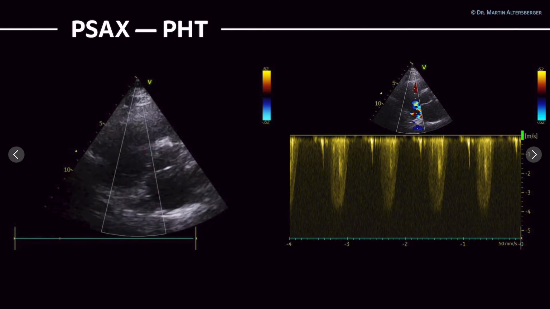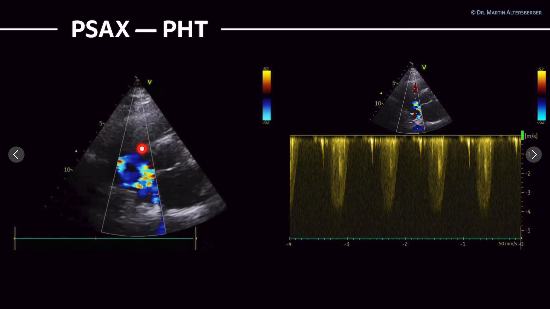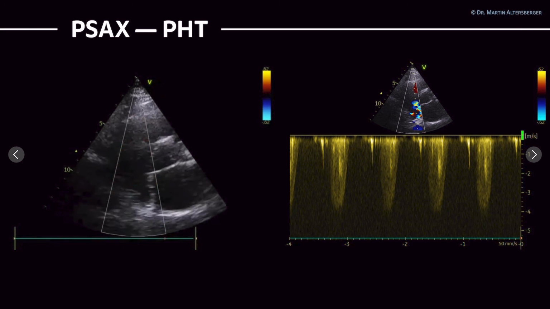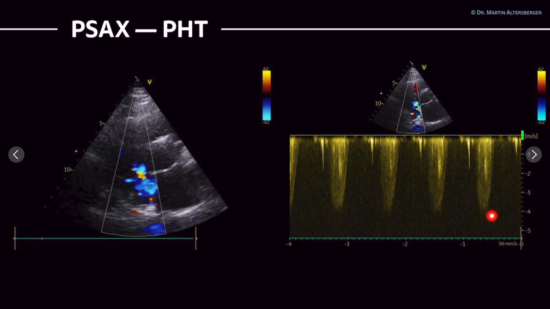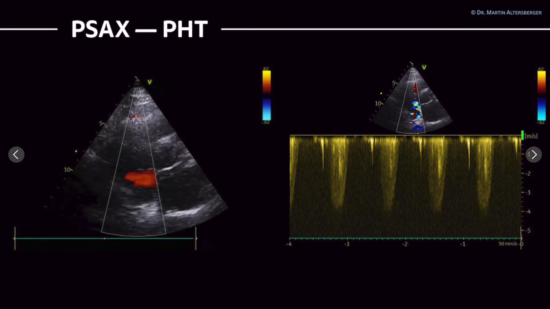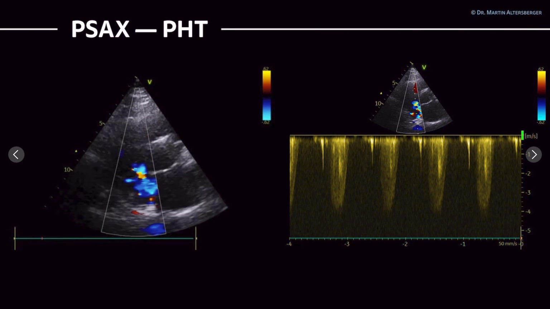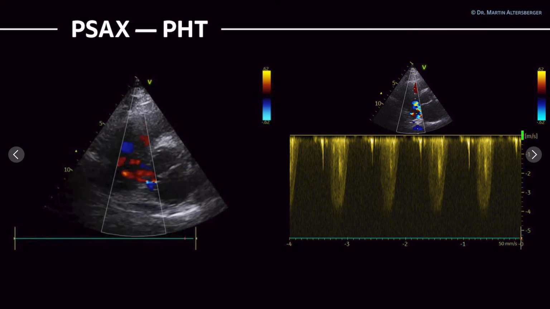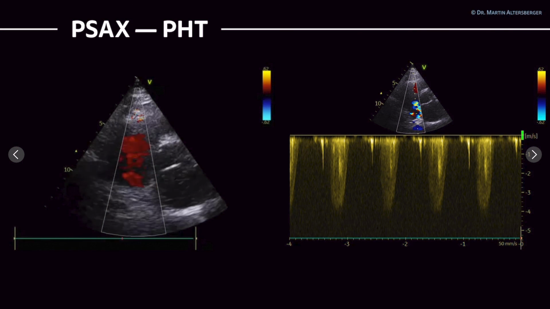This is an example where you see tricuspid regurgitation over here. It's also a little bit of an eccentric jet, but because the alignment is optimal, we can measure here the tricuspid peak velocity is above 4 meters per second. So this is definitely a signal which resembles pulmonary hypertension. So if there is optimal alignment, you can even measure eccentric jets.